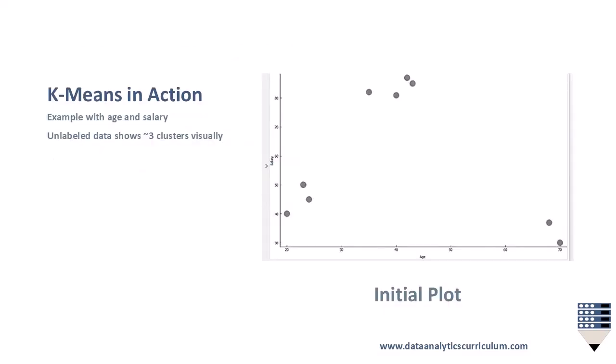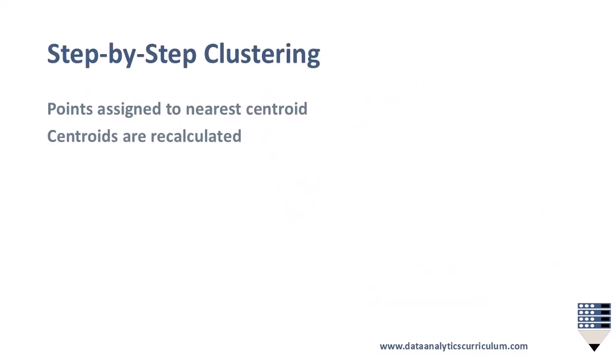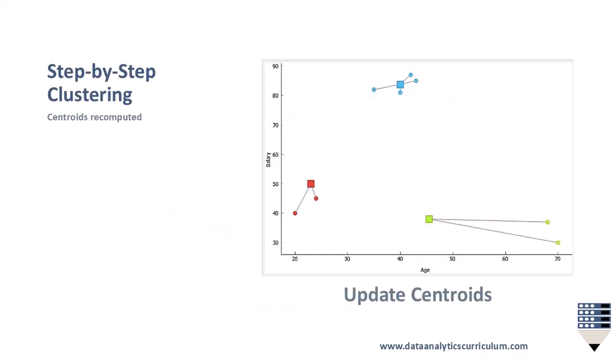K-means in action. Let's look at an example with age and salary. At first, we see that the data might visually suggest 3 clusters. The algorithm starts by placing 3 random centroids. Each point is assigned to the nearest centroid, and then the centroids are recalculated. This continues until the centroids no longer shift position, and the clusters become stable.